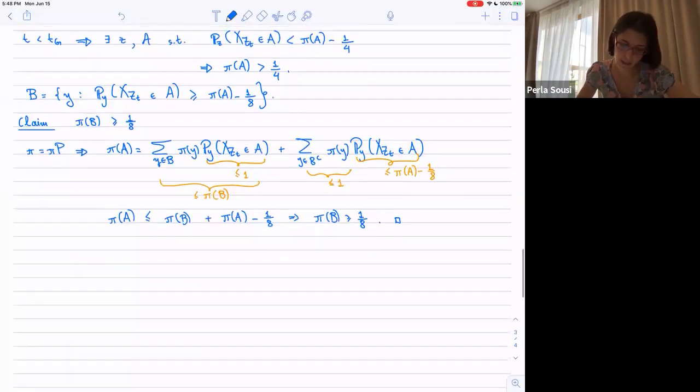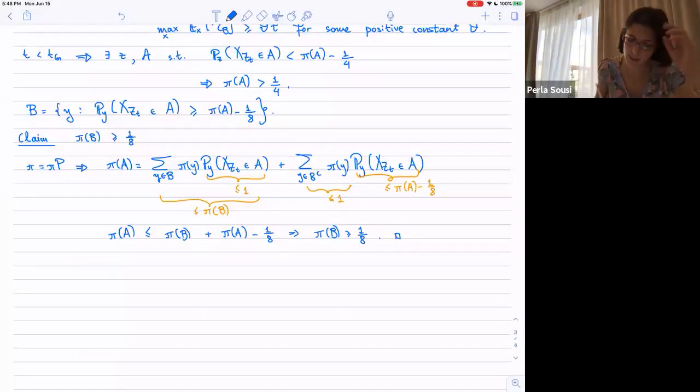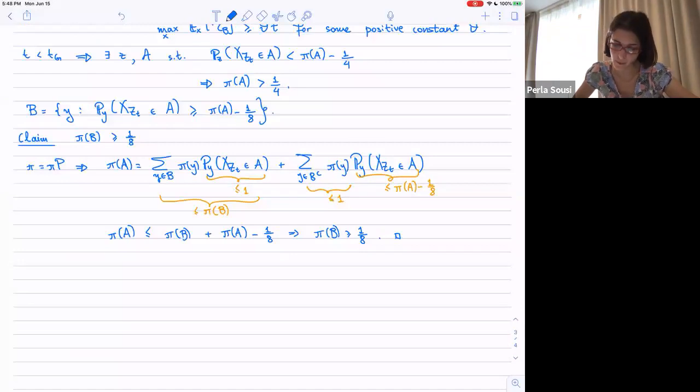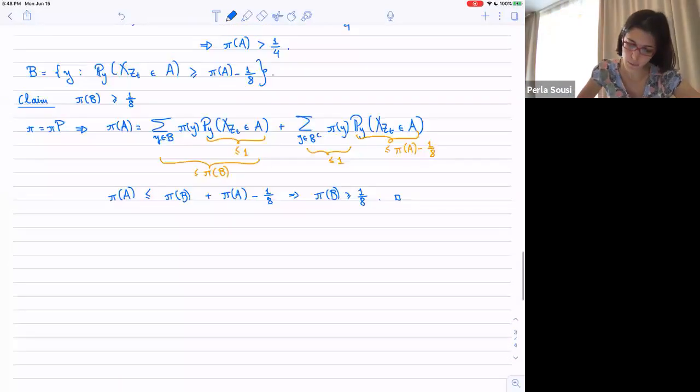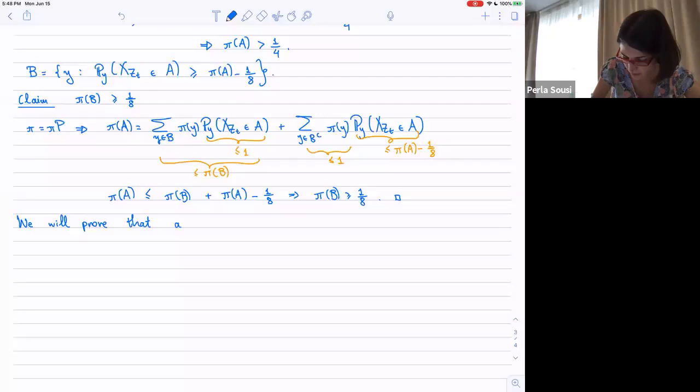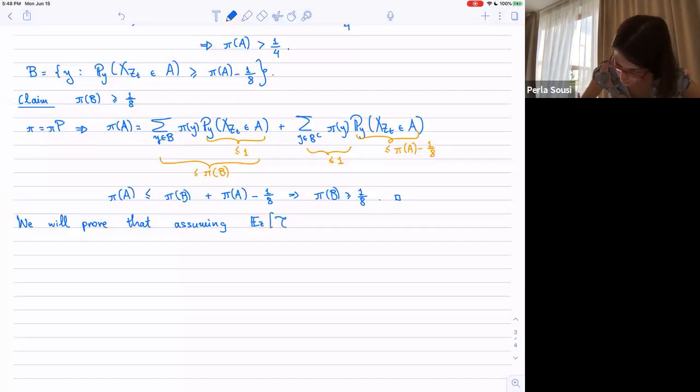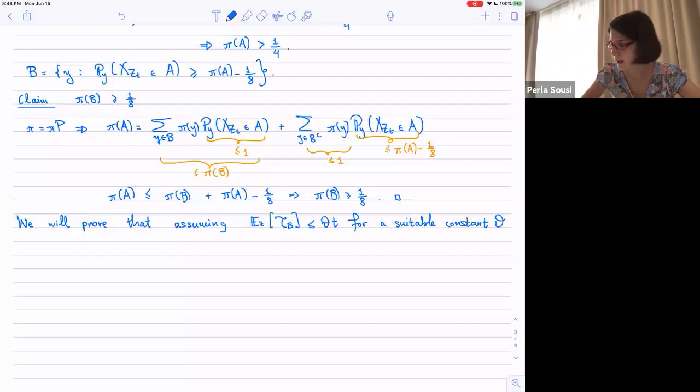Okay, so now we have found a set with big measure, and we want to establish that the maximum hitting time of B over all starting states is at least theta T. So I'm going to prove the second claim by contradiction. So we will prove that assuming E_z tau_B is less than or equal to theta T for a suitable constant theta, that we will write explicitly what theta is after we do the calculations, leads to a contradiction.